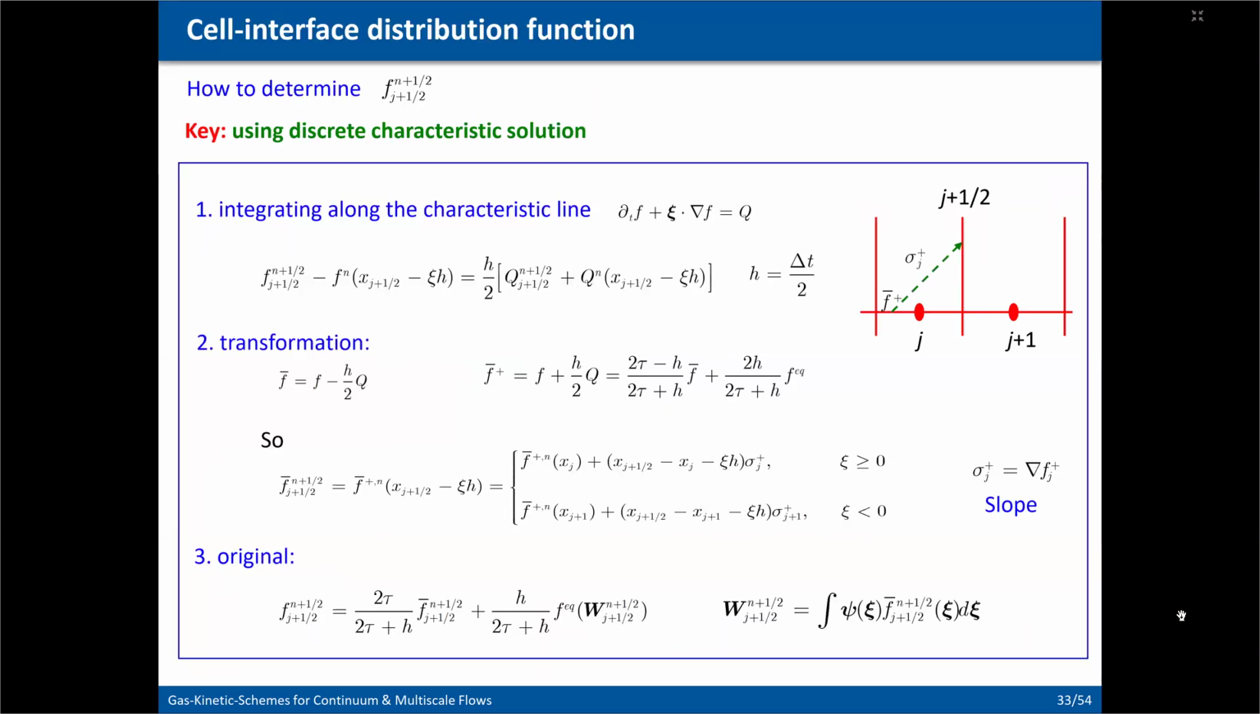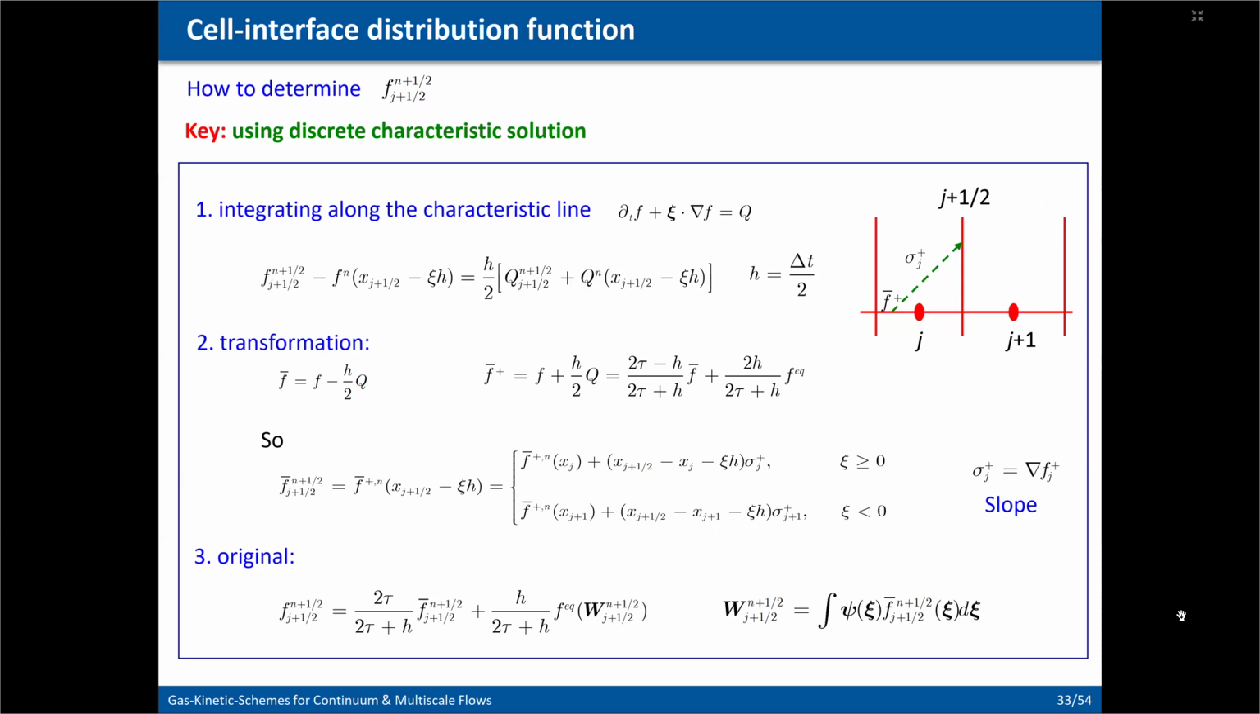Here we didn't use the formal analytical solution, but we use a characteristic solution. We just integrate the kinetic equation along the characteristic line, and for the collision term we also use the trapezoidal rule. This discretization is also semi-implicit, but we can remove the implicit part by introducing another two auxiliary distribution functions, and so the implementation can also be carried out explicitly.